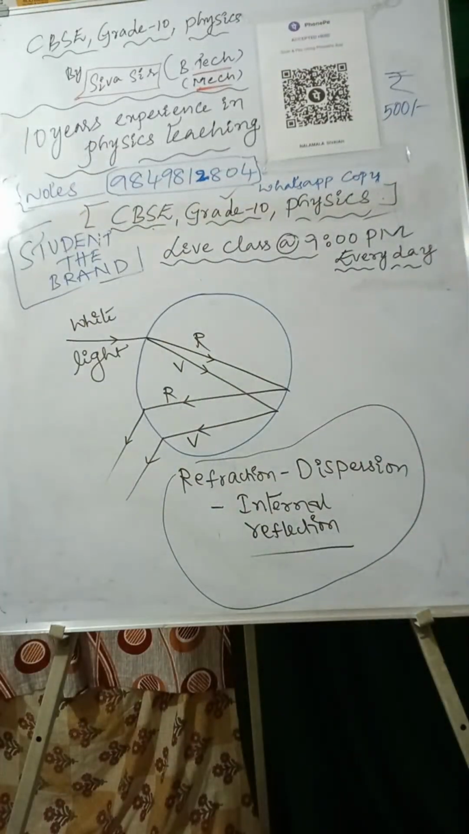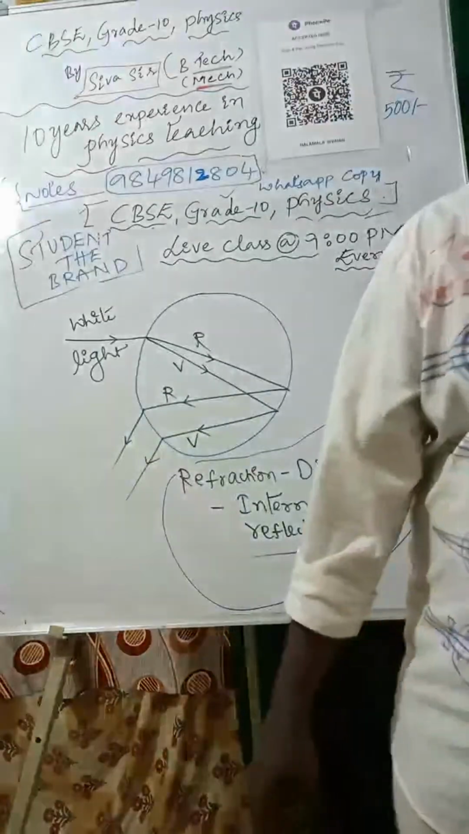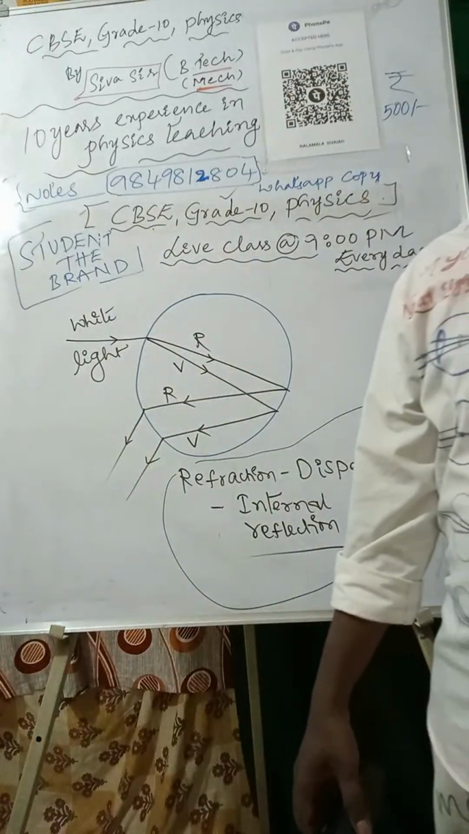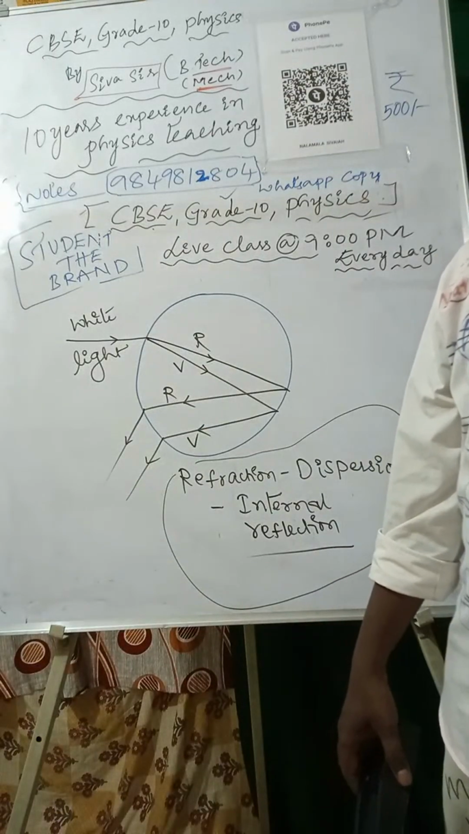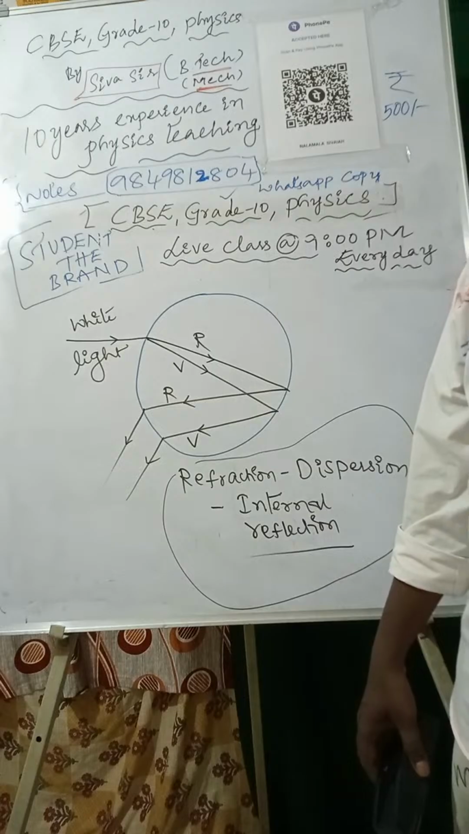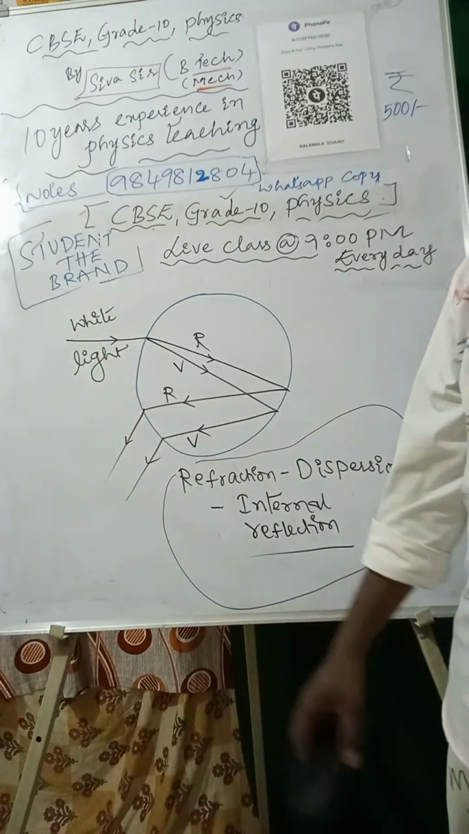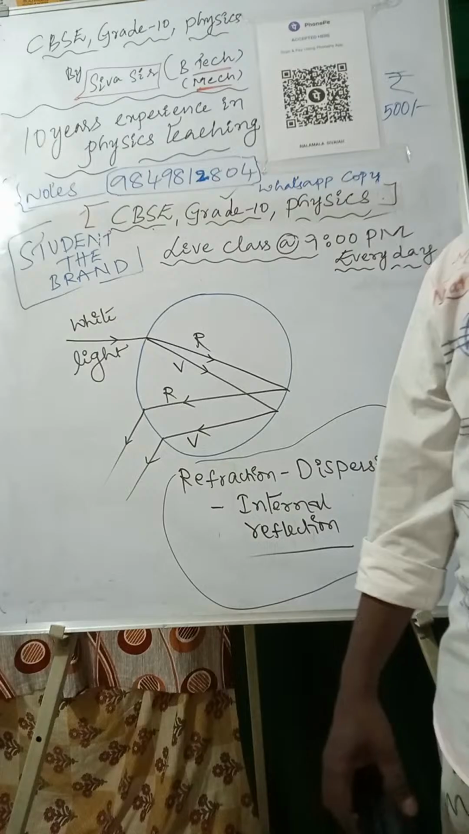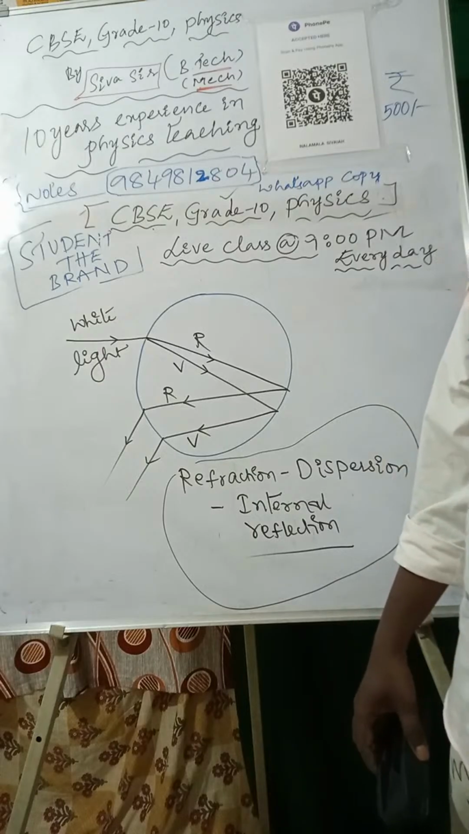Scattering of light is nothing but the re-emission of light in different directions with a different intensity. Re-emission of light in different directions with a different intensity is called scattering of light. Clear?